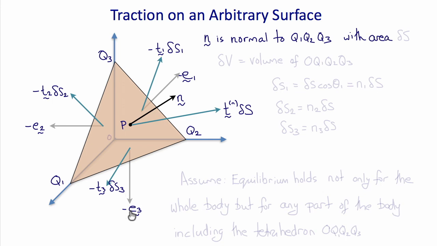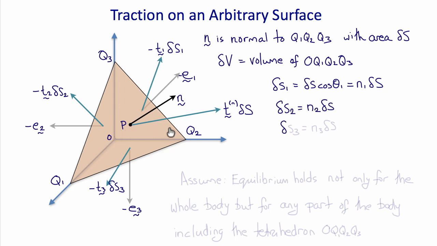So again, N is the unit normal to Q1, Q2, Q3. Delta V is the volume of the tetrahedron O, Q1, Q2, Q3. Delta S is the area of Q1, Q2, Q3. And delta S1, delta S2, and delta S3 are the areas of these individual faces. So delta S1 would be delta S times the cosine of theta 1, or N1 times delta S. Delta S2 would be N2 times delta S, and delta S3 would be N3 times delta S.